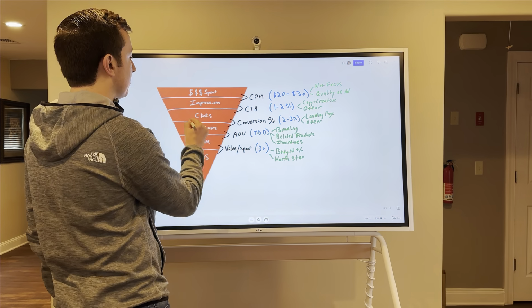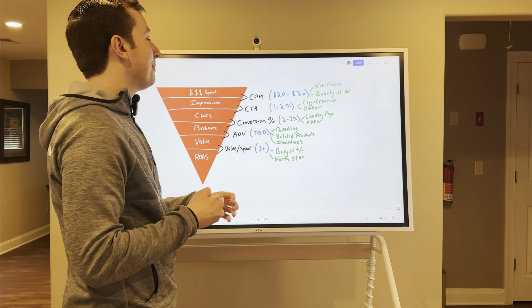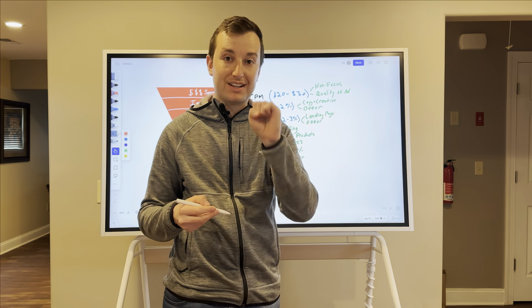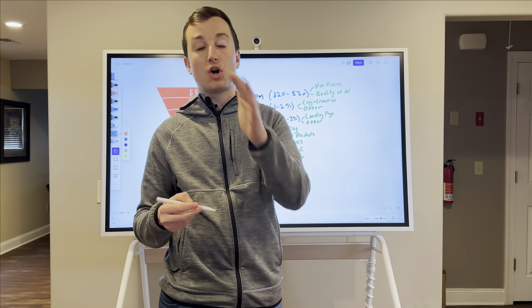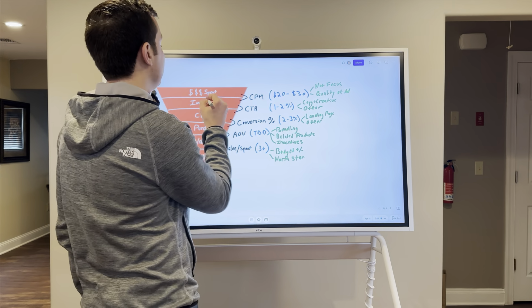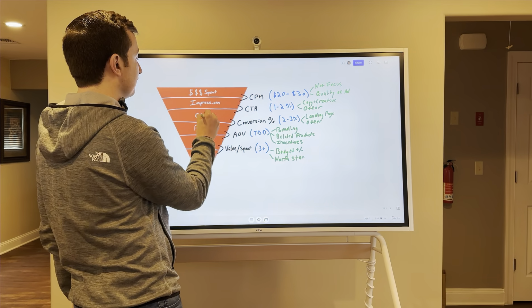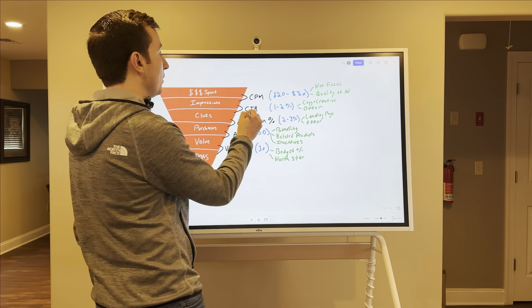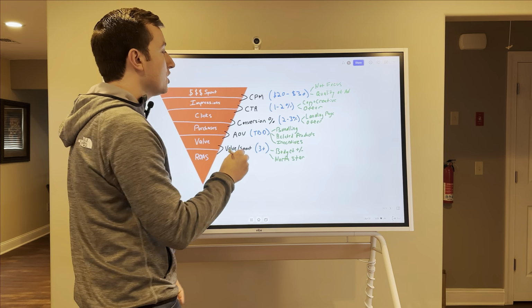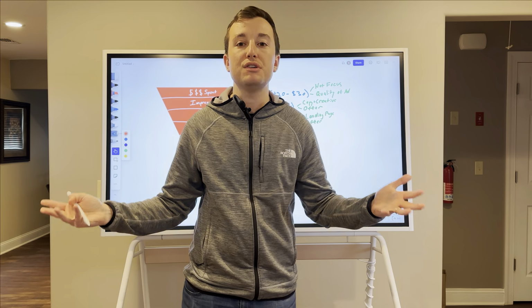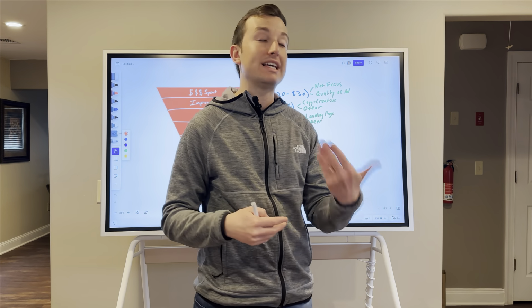Then we have the number of clicks. And clicks is how many people see the ad and then click it and then go to your landing page or whatever the call to action was next. And this is important because clicks divided by impressions is going to give you what's called click-through rate, which is out of every 100 people who see the ad, how many of them actually click on it.